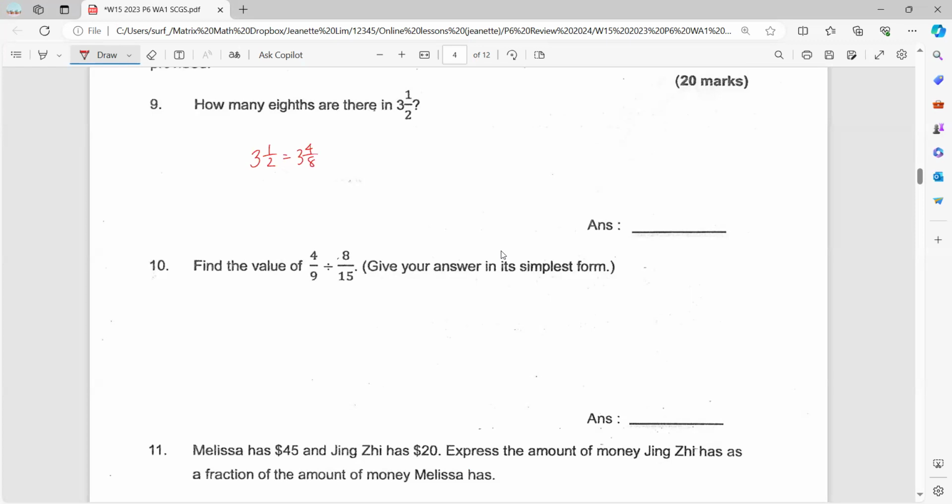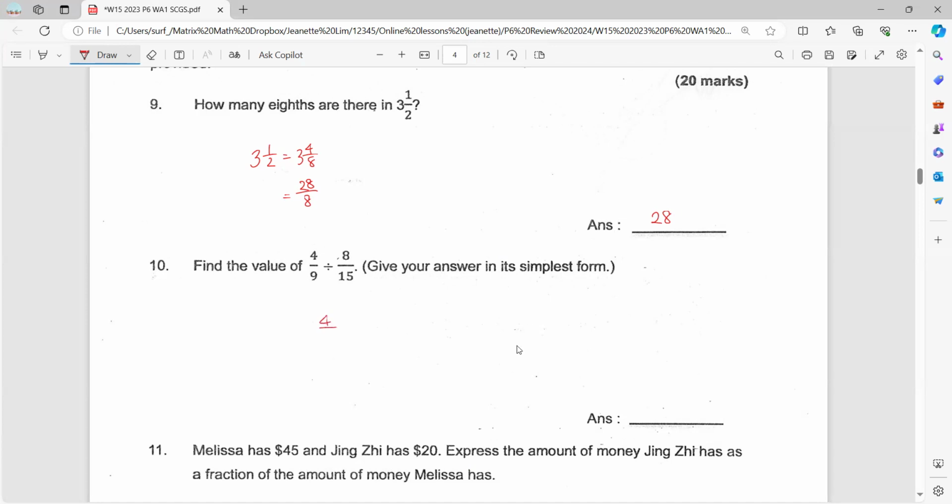Now let's change it to an improper fraction. 3 times 8, 24, plus the 4 on top, 28. So 28 over 8. How many 8s are there? There are 28 8s. So the answer is just 28.